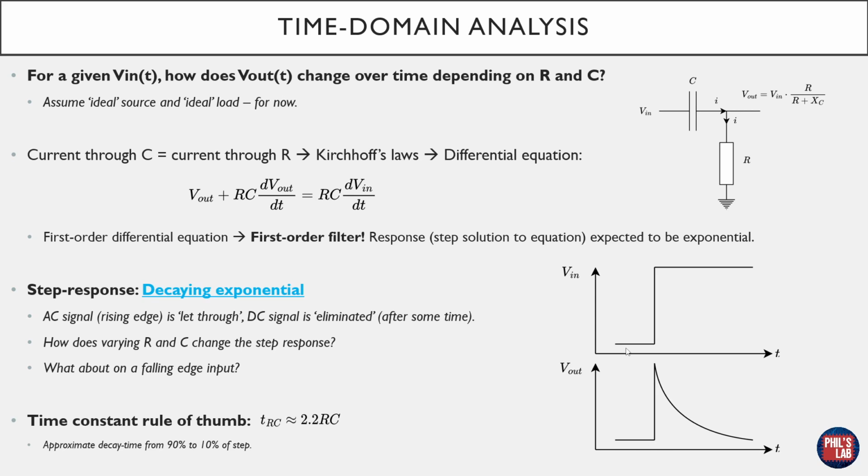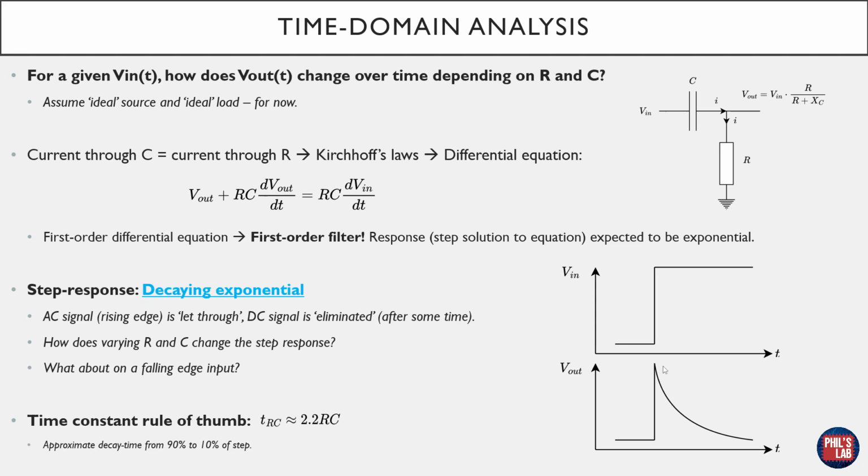Initially, with no change in the input signal, we don't get any change in the output signal. Then at this fast rising edge, we have an AC signal, an AC stimulus, meaning this is passed through the capacitor, so we also get a pulse on the output of our RC filter. But as the input voltage settles again to a new DC value, we can effectively see the capacitor discharging into our load. So again, the AC signal, the rising edge, is let through, whereas the DC signal is eliminated after some time. This after some time part depends on R and C.